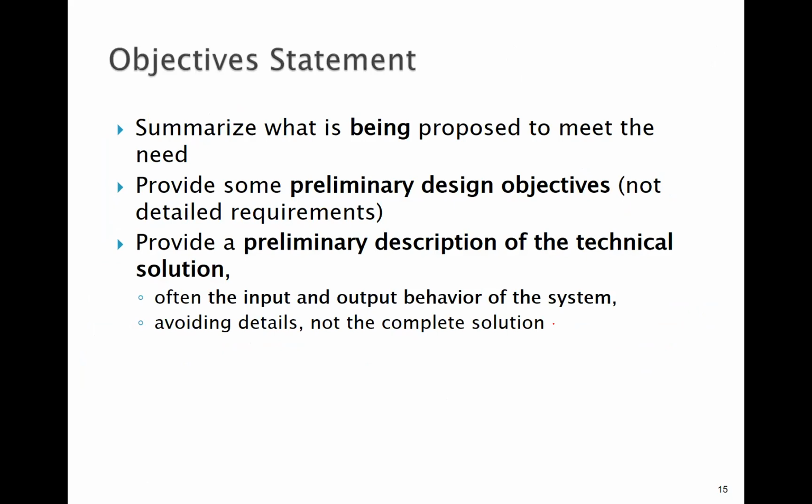Objective statement. Here we summarize what is proposed to meet the need. So there is somehow a concept that we have to describe. And there should be some preliminary design objectives. There is not much detail here. And we describe our solution in general by giving the input-output behavior of the system and try to avoid details, not to give a complete solution, because we do not usually have a complete solution at this stage.